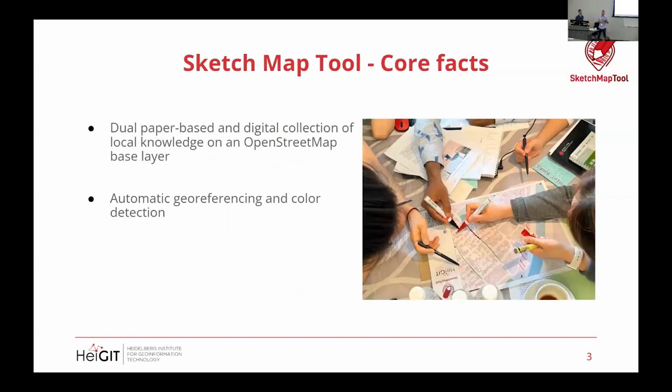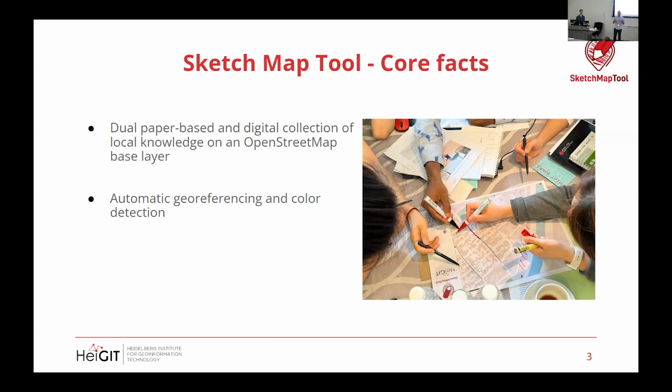So what's the SketchMap tool all about? Basically, it's a website, a web tool. It's a dual paper-based and digital collection of local knowledge. With the tool, you create a PDF map based on OpenStreetMap, and you can, of course, annotate it digitally, or print it out, annotate it, and upload it back to the website. It's georeferenced, and then your annotations are automatically extracted.